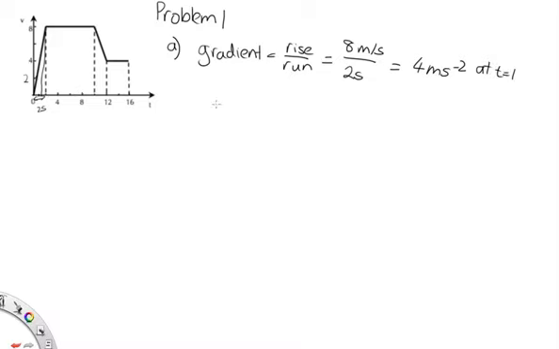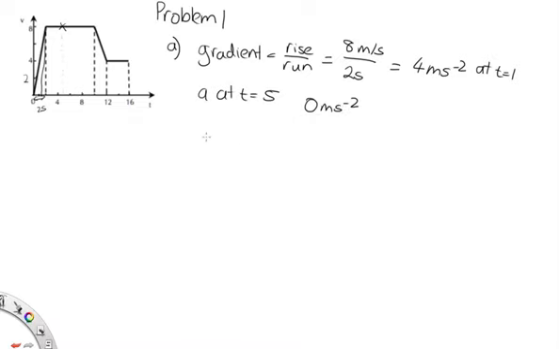The question then asks us what's the acceleration at t equals 5. To answer this part, we need to find 5 seconds on the velocity time graph. So that is at this point here. Now at 5 seconds, the runner is running at a constant velocity of 8 meters per second. The gradient of that line is 0, as it's just a horizontal line. So a at t equals 5 seconds is 0 meters per second per second. The runner's not speeding up.